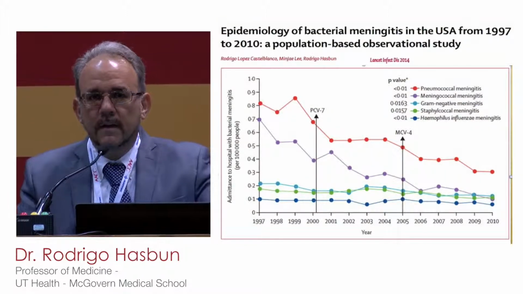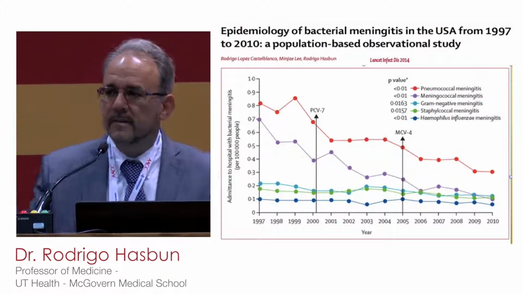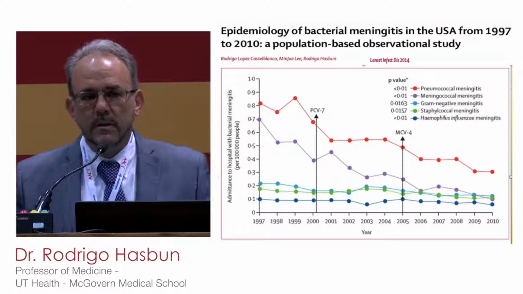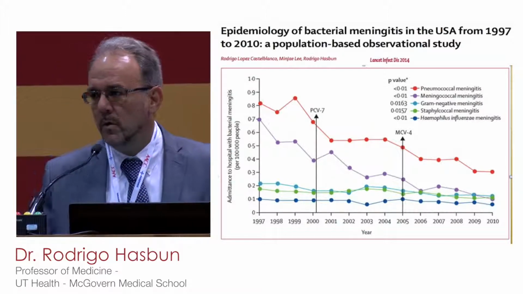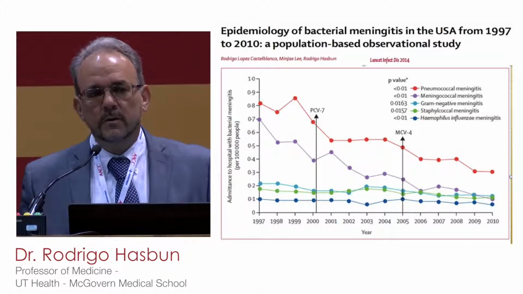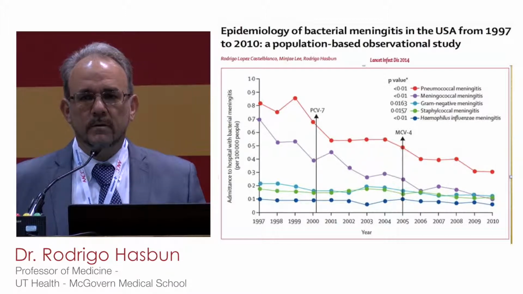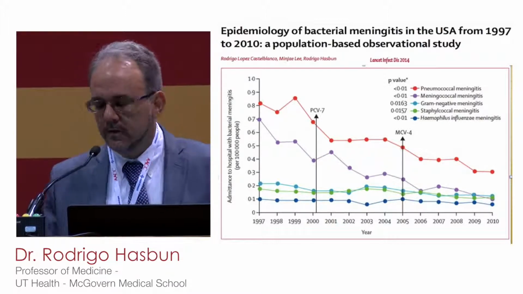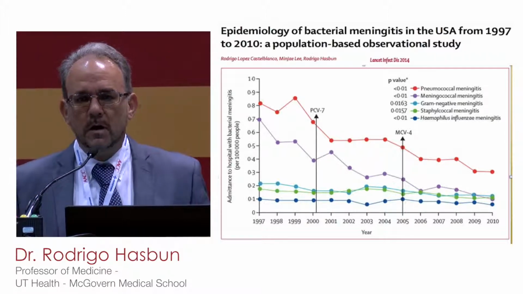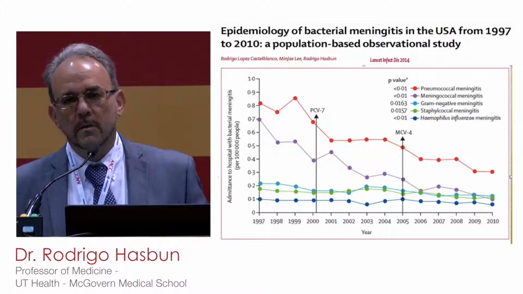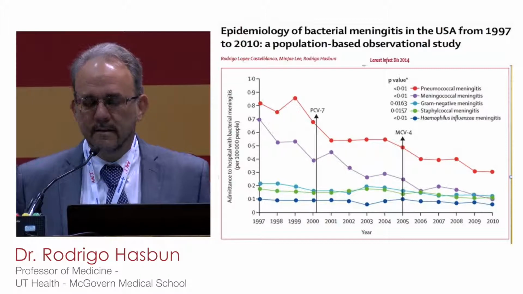So this is a study that we did looking at bacterial meningitis in the United States between 1997 and 2010. It includes the three most common community-acquired meningitis pathogens: strep pneumo, H. flu, meningococcus, and also includes gram-negatives and Staph aureus, the two most common causes of nosocomial meningitis. As you can see in the graph, there's been a decrease in the incidence of pneumococcal meningitis and meningococcal meningitis, especially after the introduction of the conjugate vaccines.